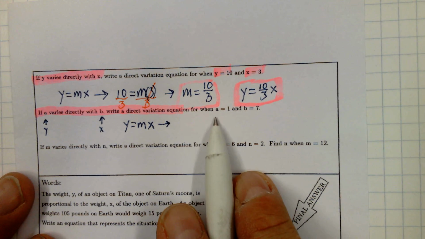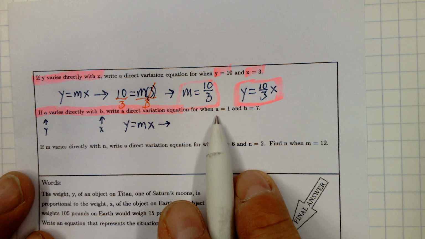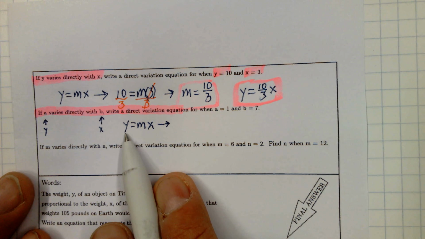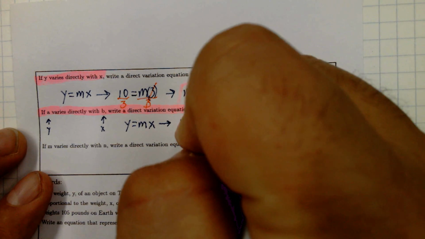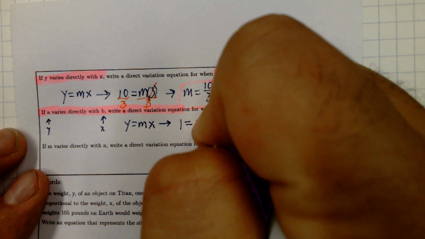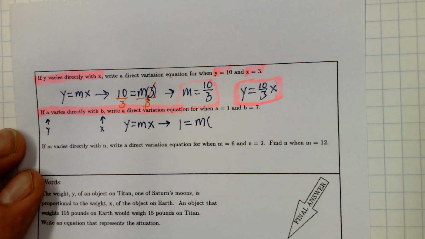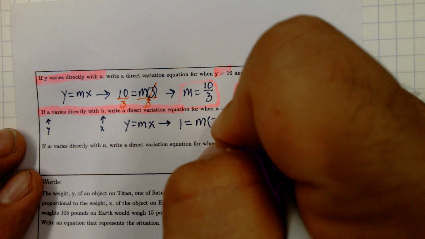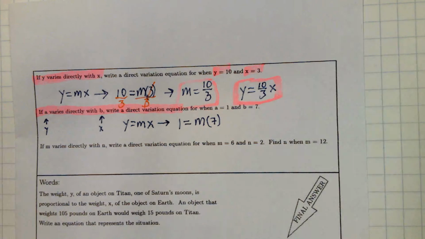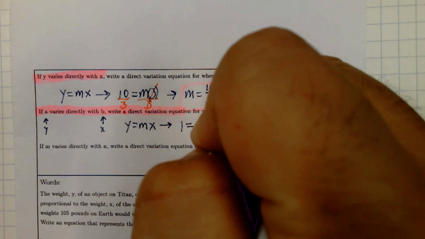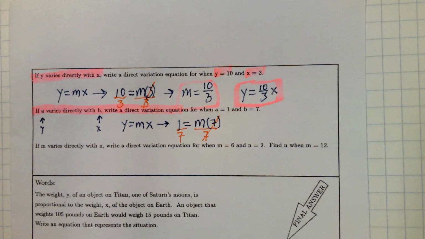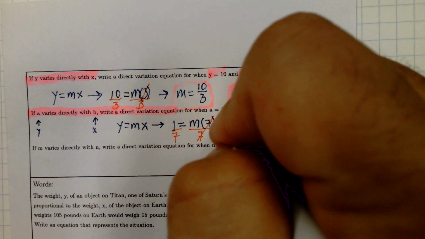So we have A is 1. So where does that go? Yeah, it's instead of y, right? We said 1 equals m times 7. And then we divide by 7. You just have to know how to read it back. So you get 1/7. So m is 1/7.